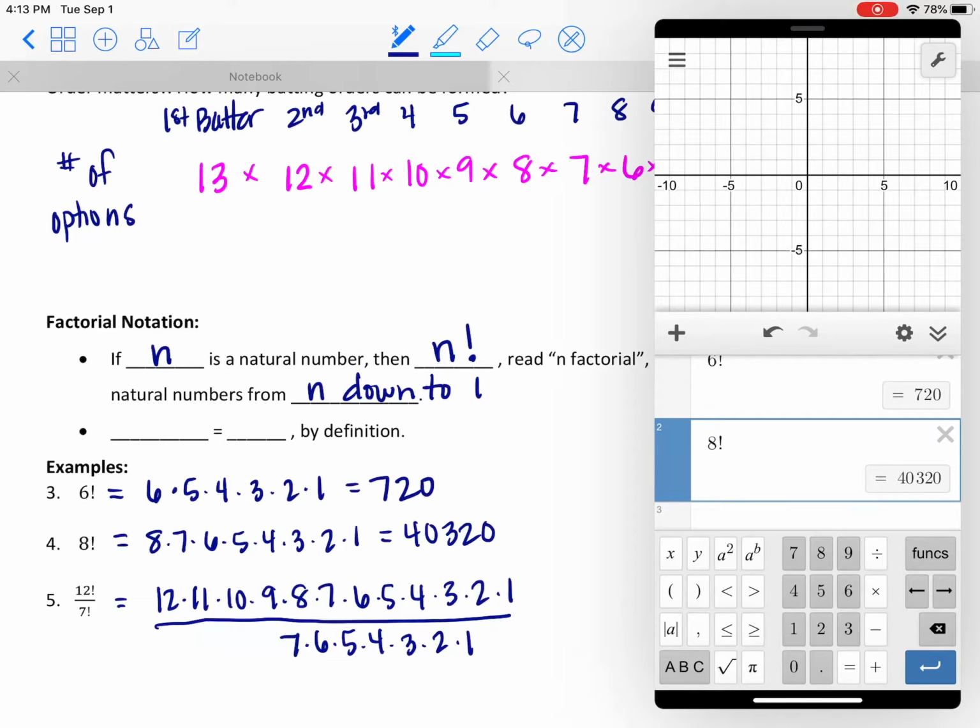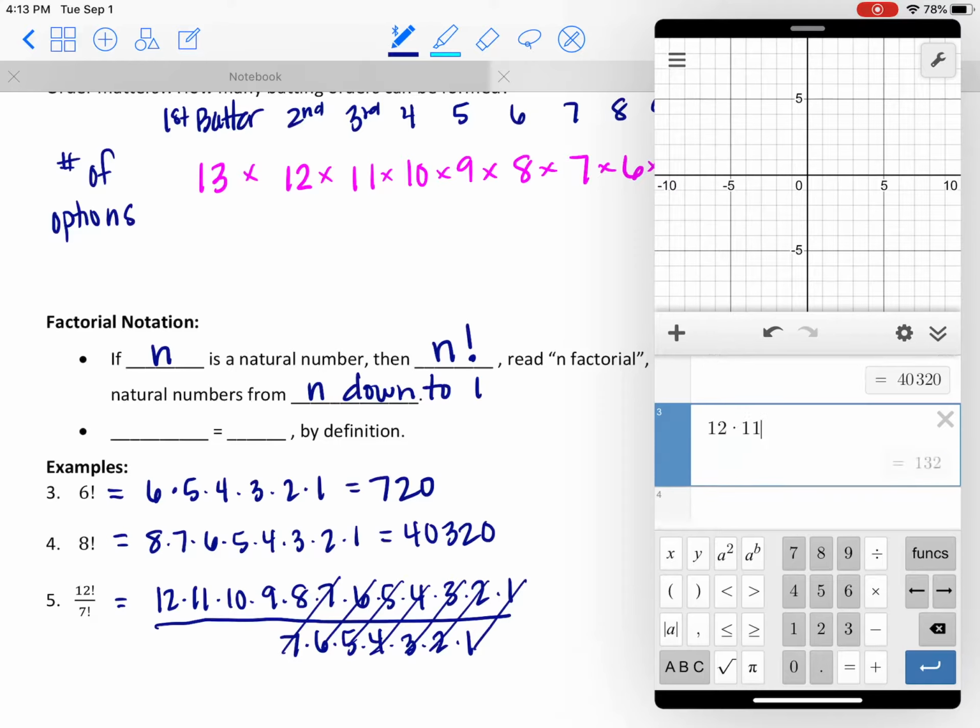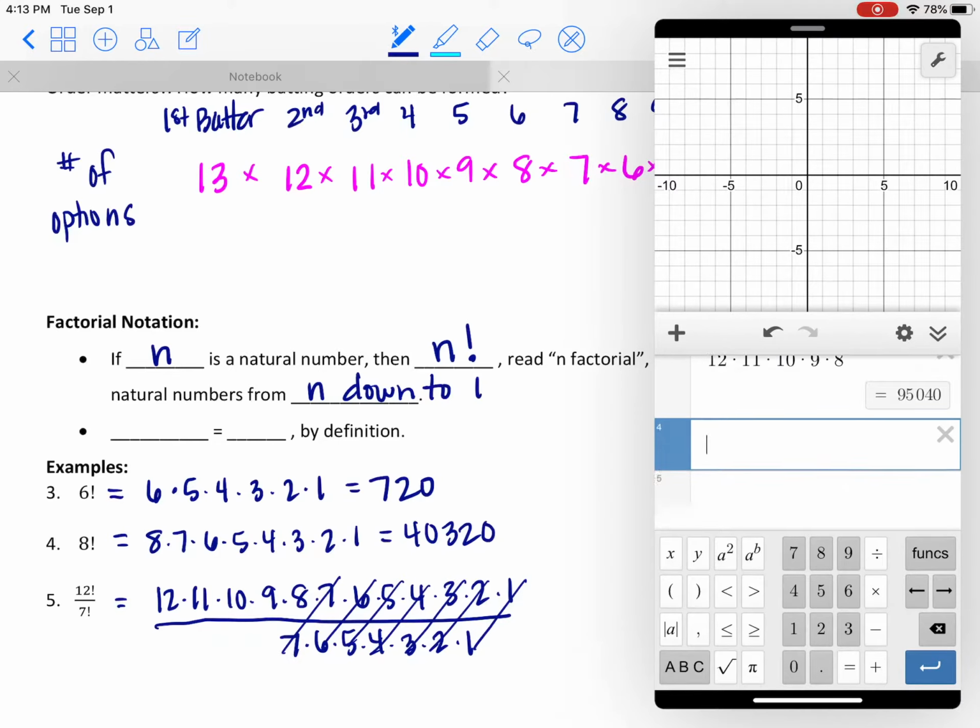And again, I could put all that individually into the calculator, or I could just put in the actual notation into the calculator, but what you're going to see is this stuff all canceling out here, right? That's what happens when a fraction has something in common in the numerator and denominator. So really I could type in 12 times 11 times 10 times 9 times 8, and let's just verify. 12 times 11 times 10 times 9 times 8, so 95,040 is what I should get.